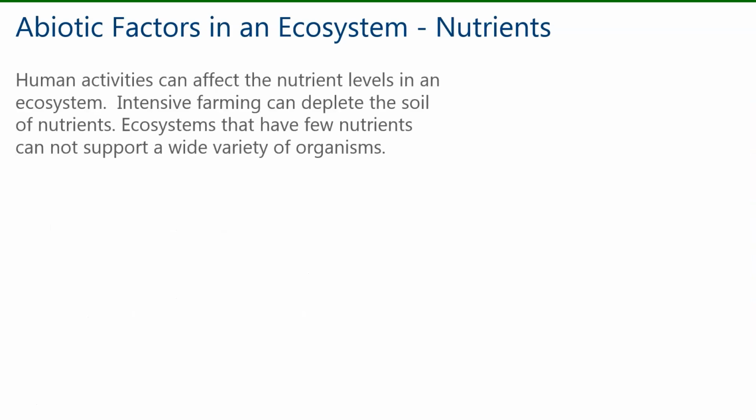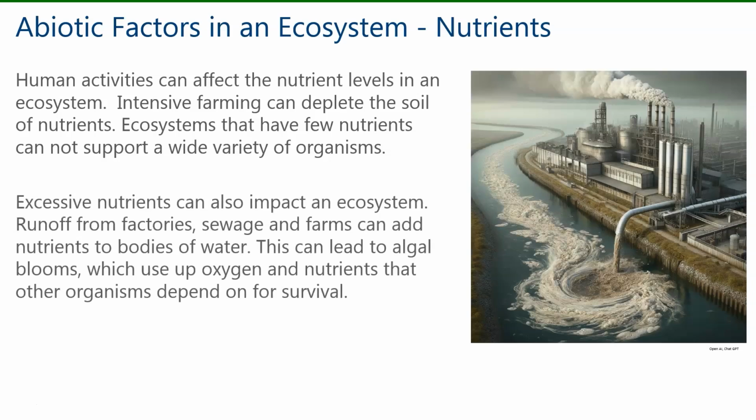Human activities can affect the nutrient levels in an ecosystem. Intensive farming can deplete the soil of nutrients. Ecosystems that have few nutrients cannot support a wide variety of organisms. Excessive nutrients can also impact an ecosystem. Runoff from factories, sewage, and farms can add nutrients to bodies of water. This can lead to algal blooms, which use up oxygen and nutrients that other organisms depend on for survival.